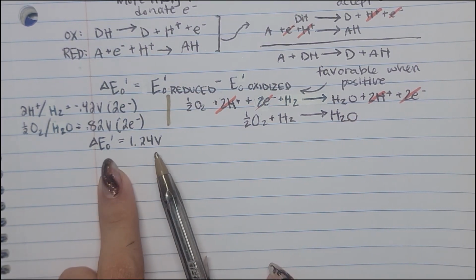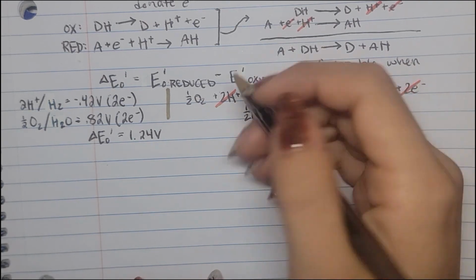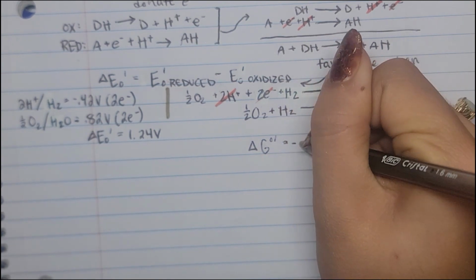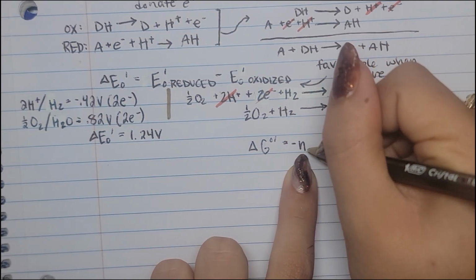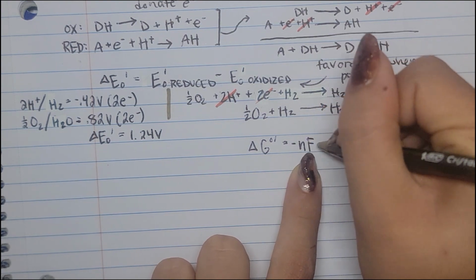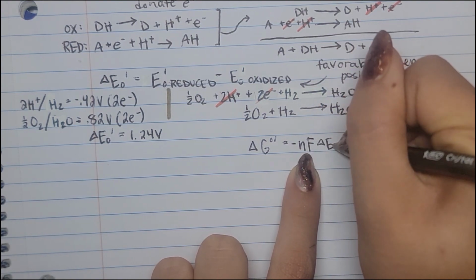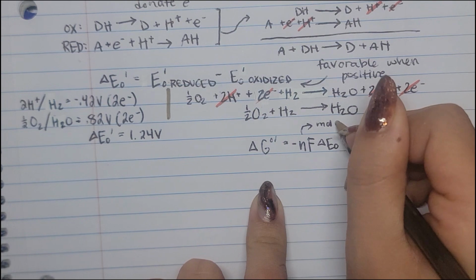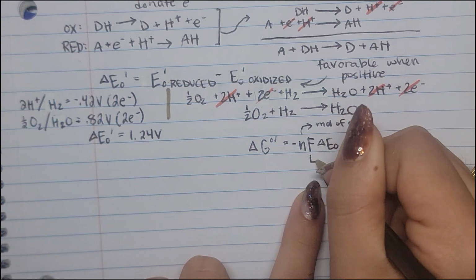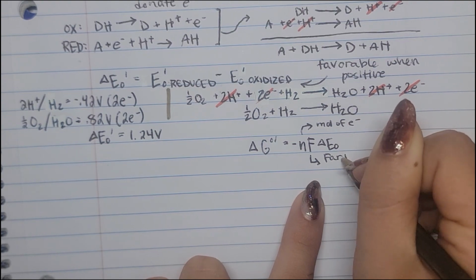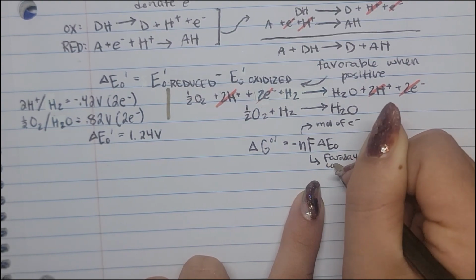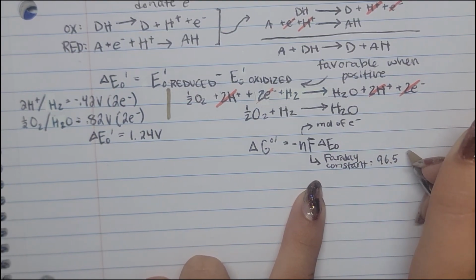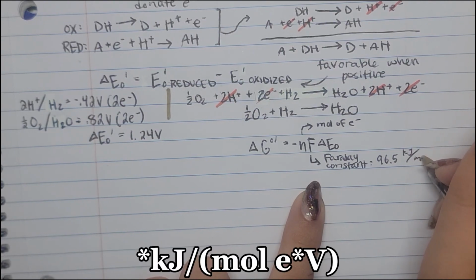And what we can do with this delta E naught is plug it into the equation for Gibbs free energy. So you have delta G naught prime equals negative n, meaning moles of electrons, times F, which is our Faraday constant, times delta E naught. So N is moles of electrons, F is our Faraday constant. Do we remember this from chemistry? So long ago. I did not remember this when we reviewed this. This is 96.5. But I remember now. Kilojoules per mole of electrons.